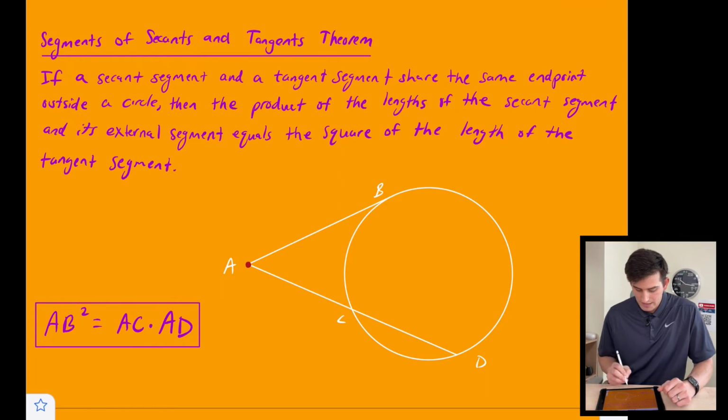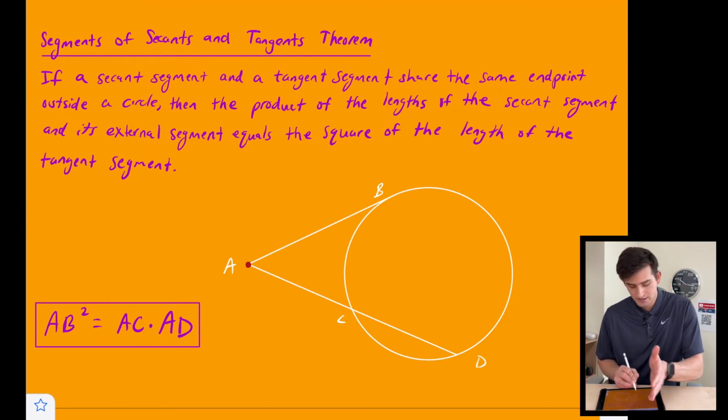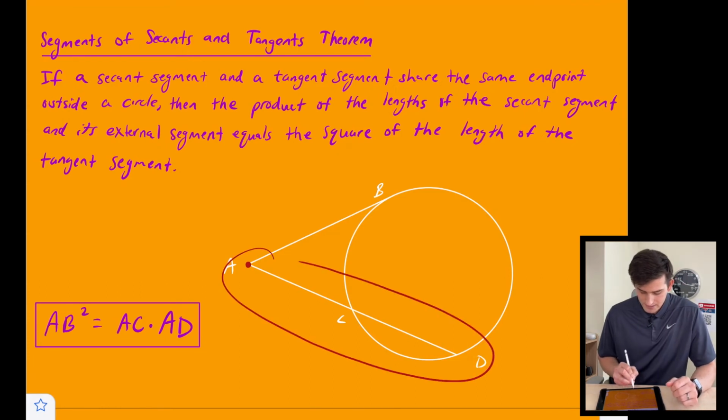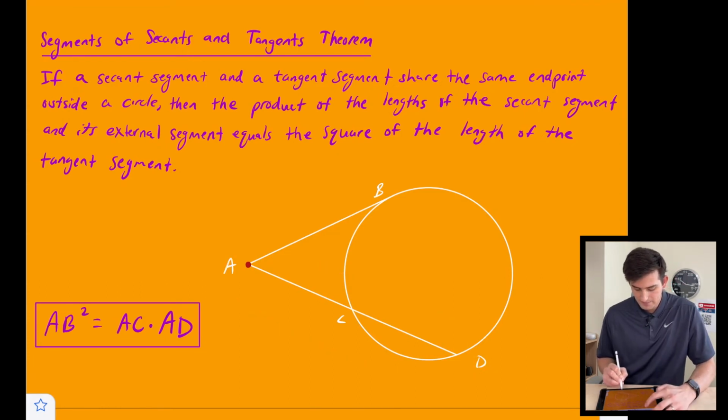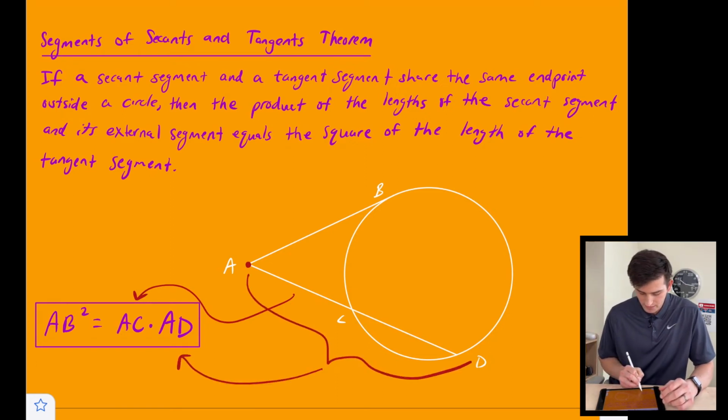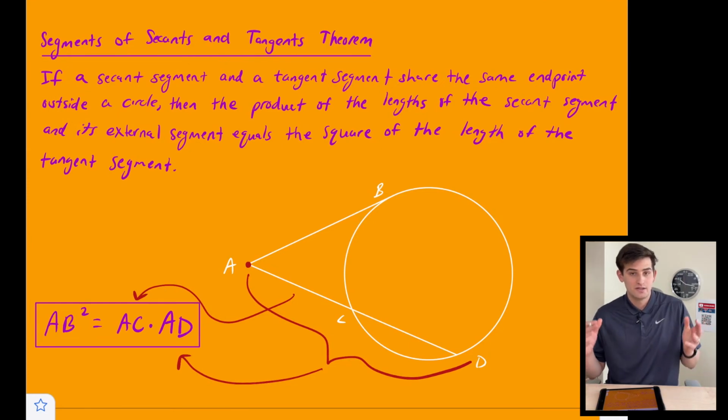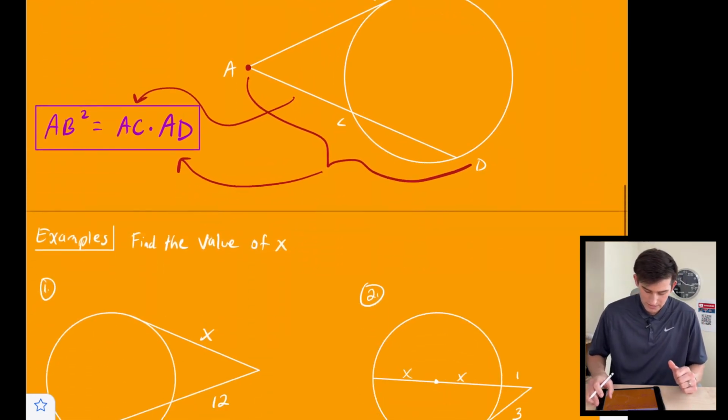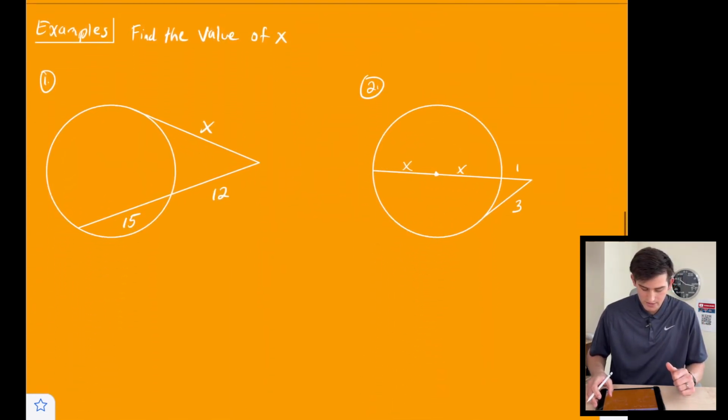And now it's equal to, and very similar to what we just looked at in the segments of secants theorem, AC times AD. So AC would be our external segment, and then we have AD, which is our entire secant segment. Okay, so let's look at a couple examples where we use this theorem.